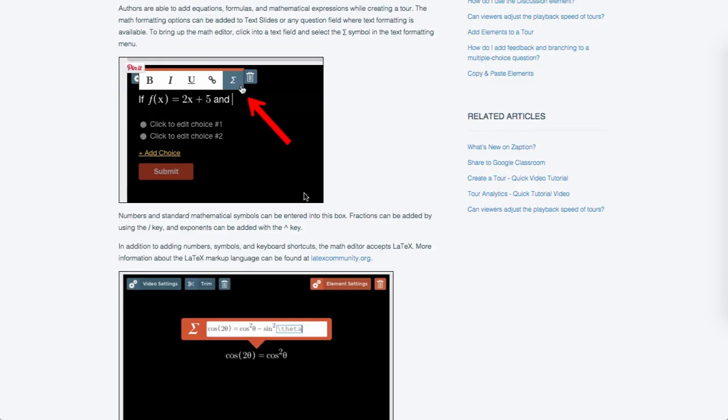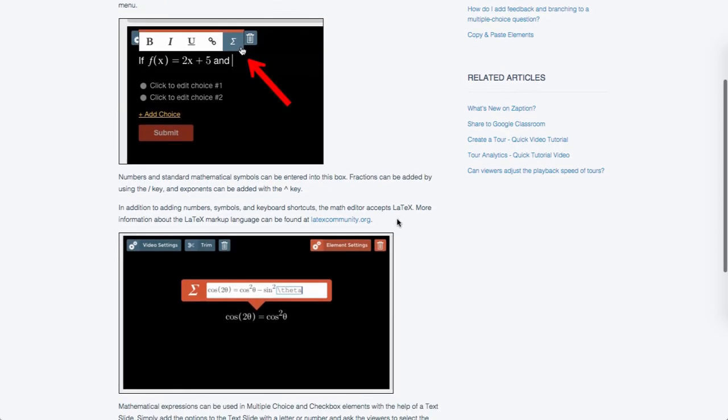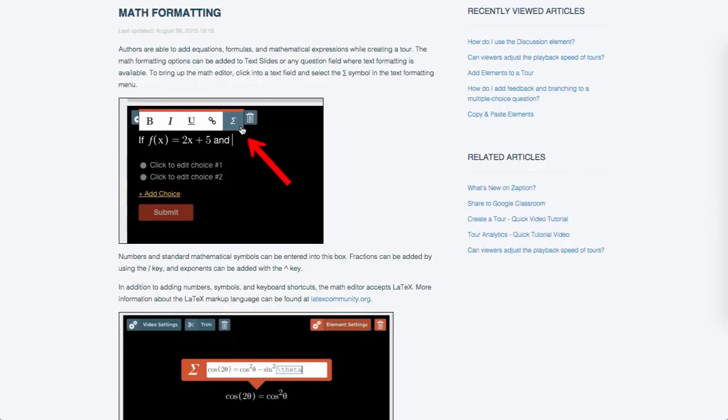So I will leave you with some tips and tricks for using the math formatting in Zaption. I hope that that helps, and I hope that you left some other ways that you might use Zaption and the math formatting to your advantage.